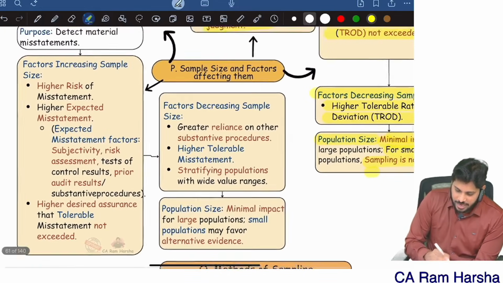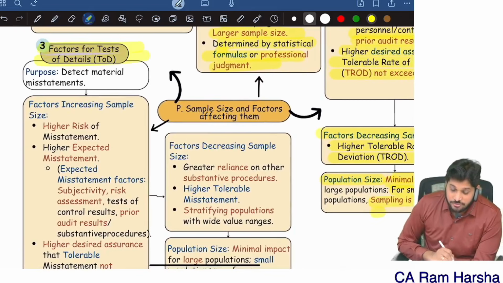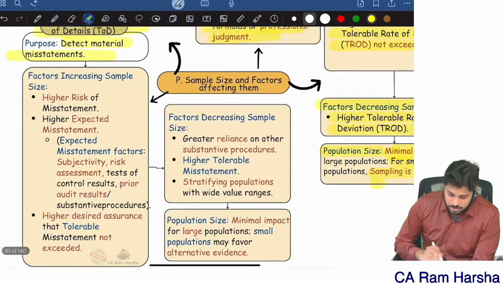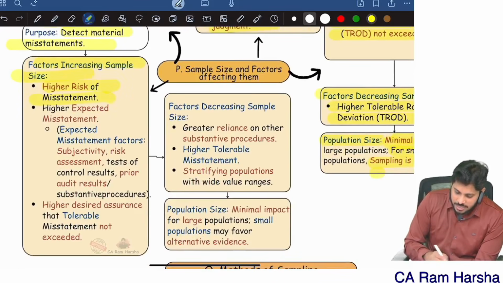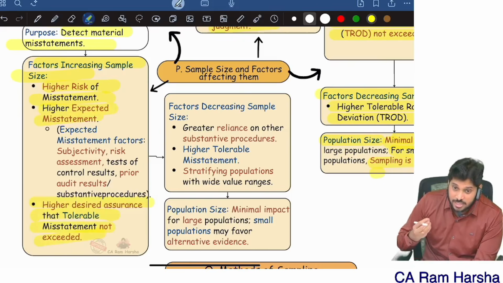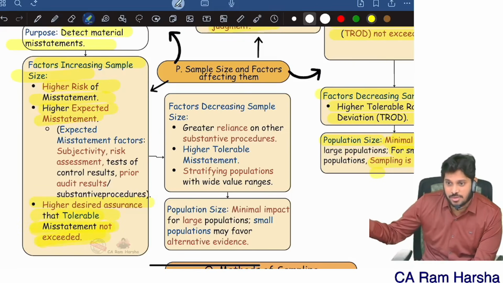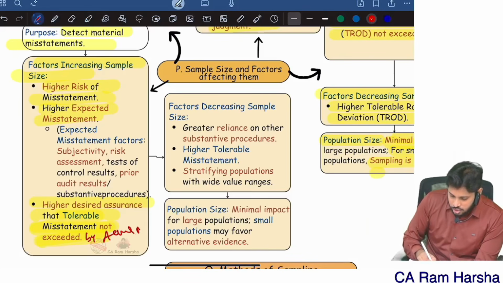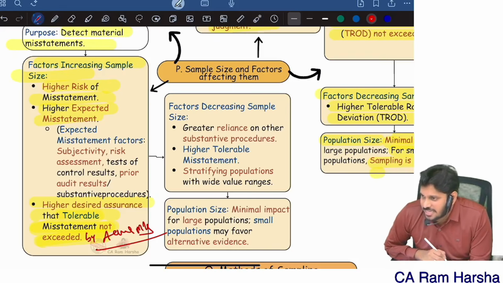Next, then we have factors for test of details. The test of details objective is to detect material misstatement. Factors that increase sample size: higher risk of material misstatement, higher expected misstatement, higher desired assurance that tolerable misstatement is not exceeded by actual misstatement. Not exceeded by actual misstatement. That's the actual complete sentence. Clear?